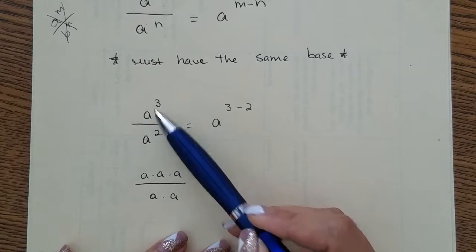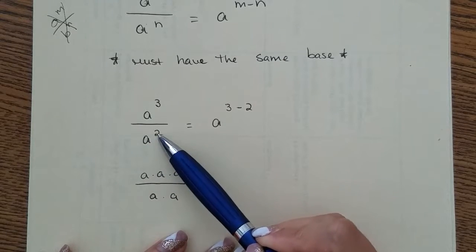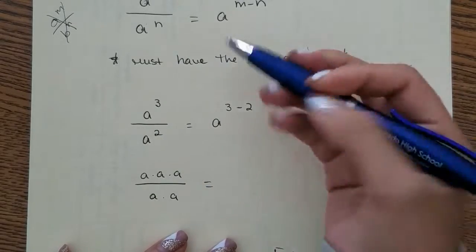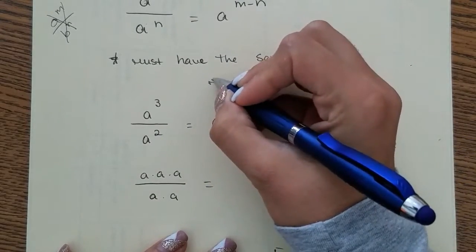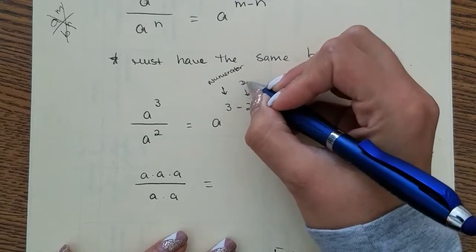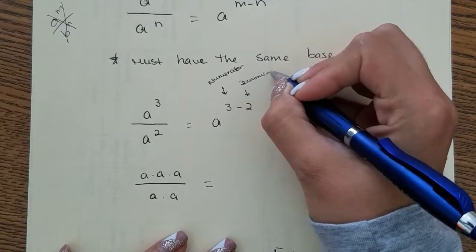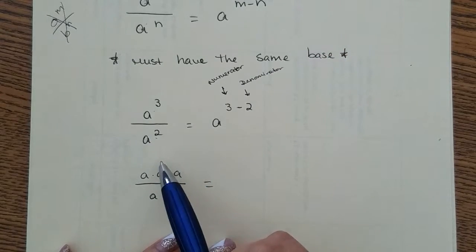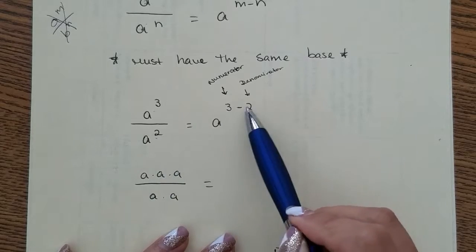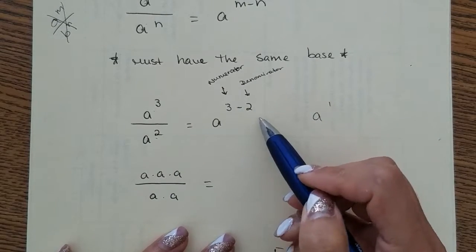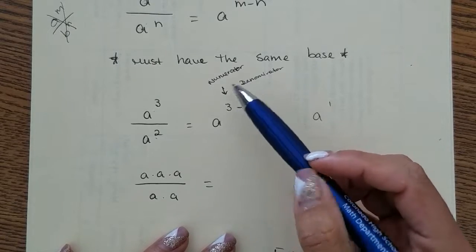So if you have a cubed divided by a squared, you're going to subtract these two exponents where the numerator comes first, okay, and then the exponent of the denominator comes second. This is super important, okay? If you do 2 minus 3, you will not have the same value, okay? 3 minus 2 is a to the 1 power. If you did 2 minus 3, that would give you -1, and it would be incorrect.